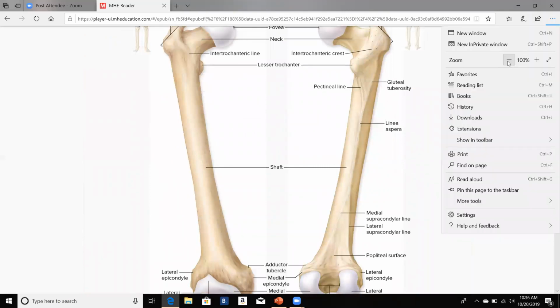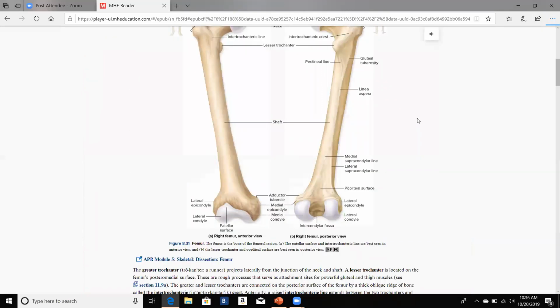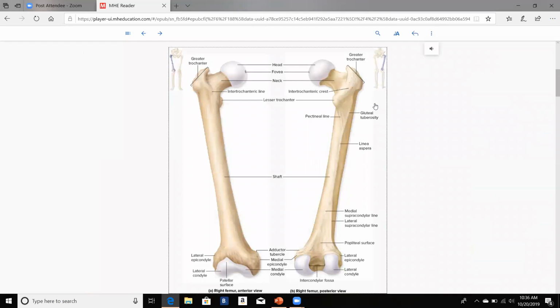Okay, so I'm gonna zoom out. Okay, so the next bone is your femur. Kind of looks like the humerus, but it's way bigger. The femur is the largest bone in your body. It's very, very hard to break this bone. But as you can see, like the humerus, the head of the femur goes medial.